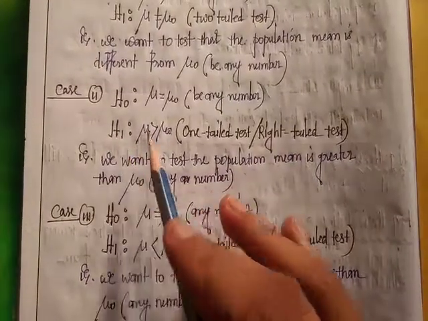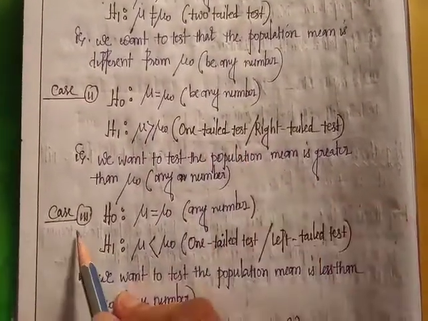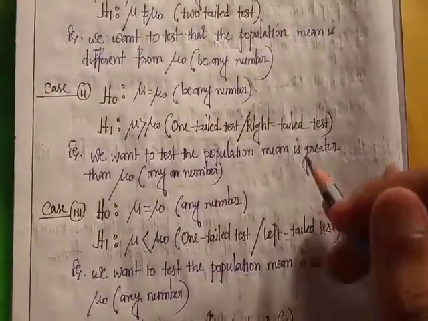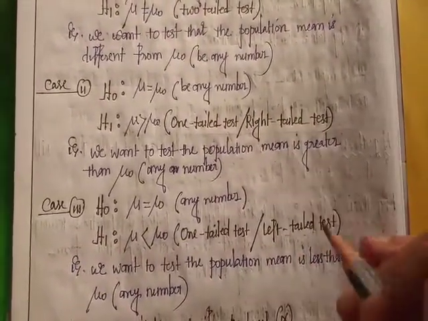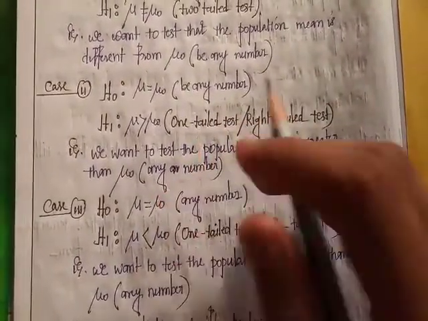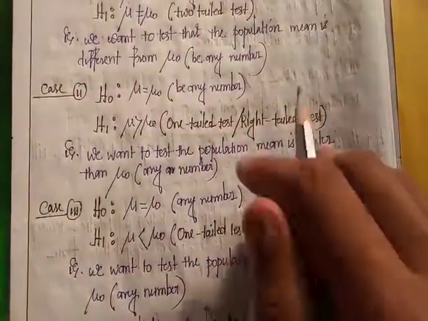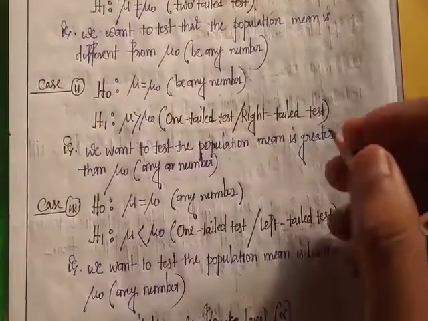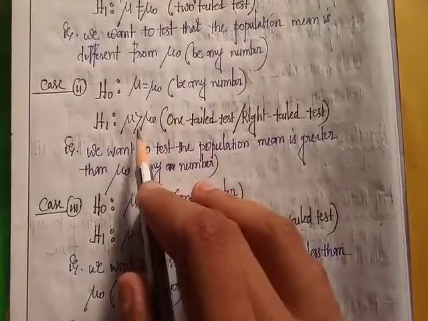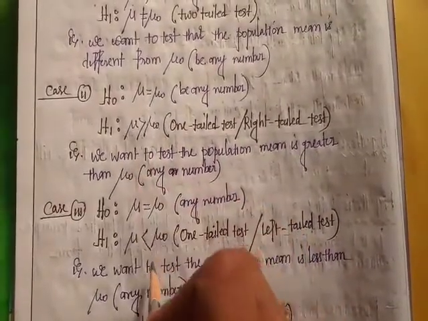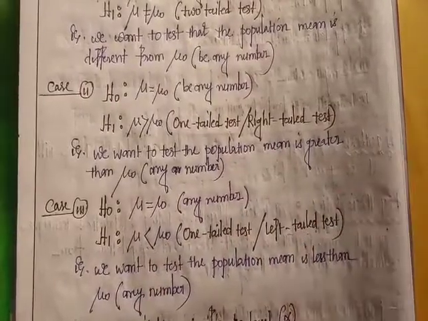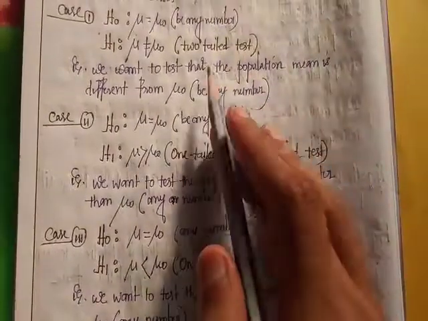Case 2 is also one tail test and case 3 is also one tail test. Remember, right tail test and left tail test are parts of one tail test. Greater than means right tail test, less than means left tail test. And case 1 is two tail test.